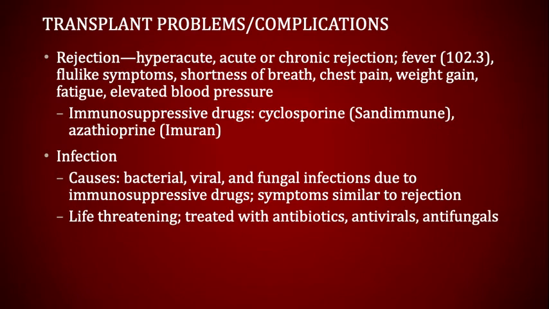With heart transplants, you can have problems and complications. You have what's called rejection, which can be hyperacute, acute, or chronic. With an acute rejection, this occurs 1 to 3 months after the transplant. Almost all transplant recipients can experience some type of acute rejection to some degree. In order to alleviate that rejection, they have to take certain medications, those anti-rejection medications, for the rest of their life.